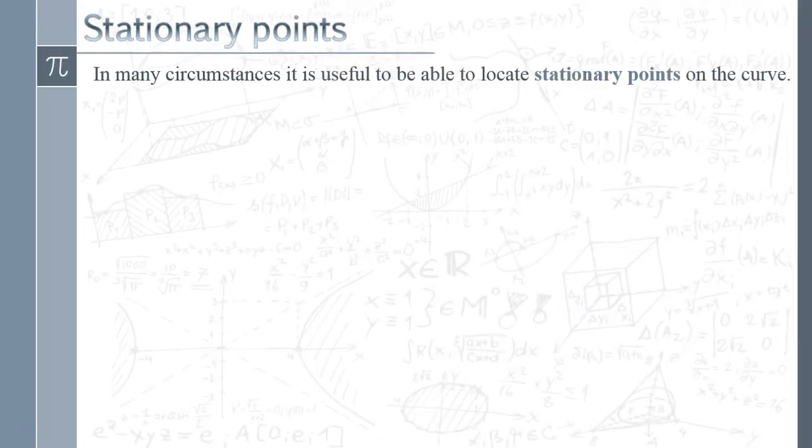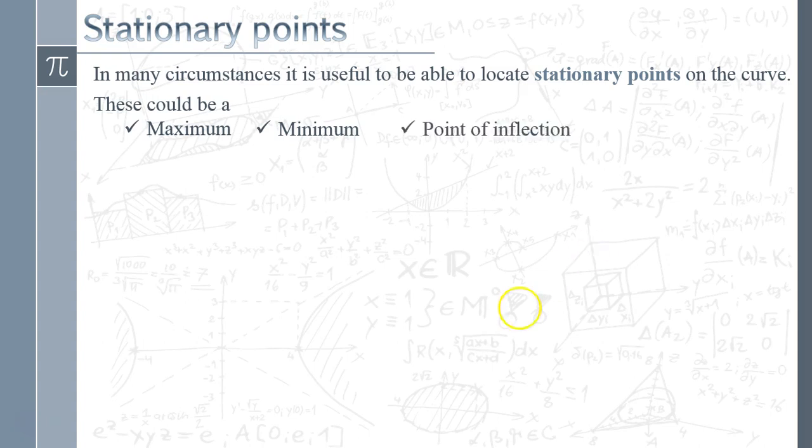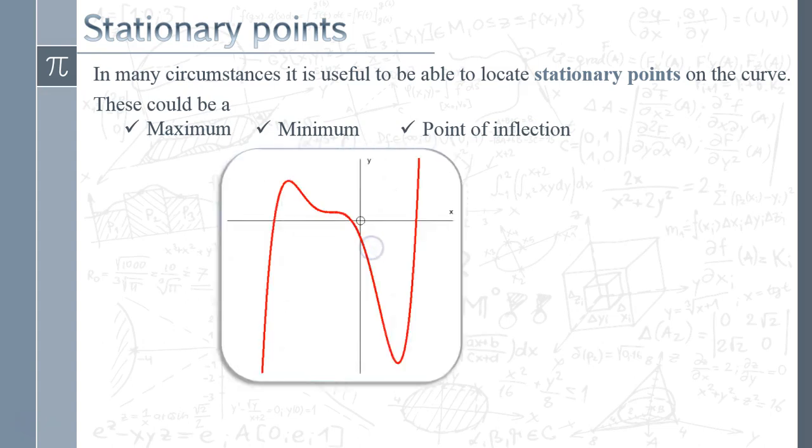Right, stationary points. You spend a lot of time at A-level maths figuring out where stationary points are on curves, and essentially they're called turning points. They're basically where a curve stops going up and starts going back down again, for example. So you could get a maximum point, you could get a minimum point, or you could get what's referred to as a point of inflection. So let's have a look at a curve and see what these things look like.